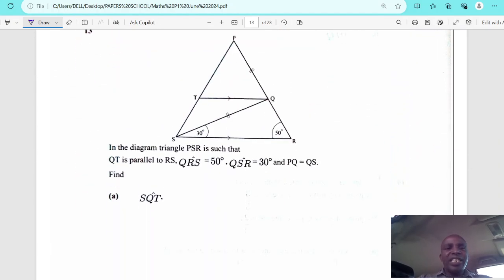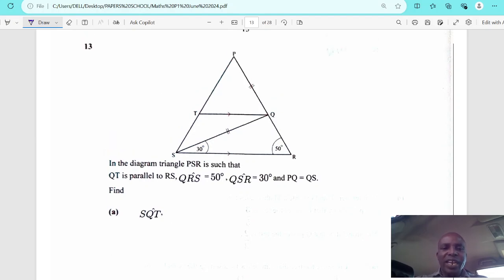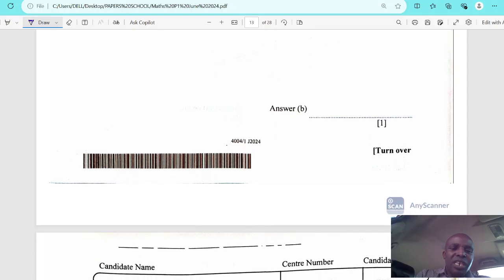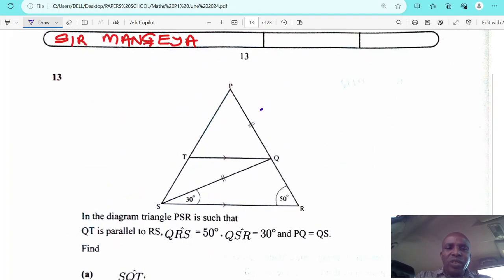Done. Next, in the diagram, triangle PSR is such that QT is parallel to RS. Then QRS is 50 degrees as shown. This one is 30 degrees as shown. PQ is equal to QS is marked. Then they said find SQT. We have the angles SQT, TQP, and PTQ. Let's just find all the angles here.